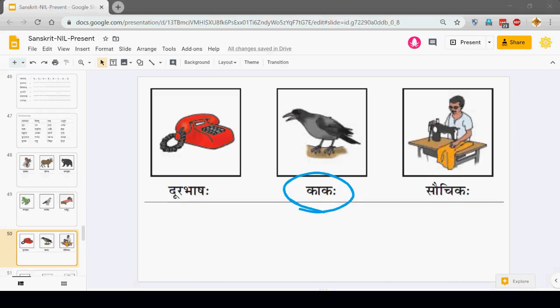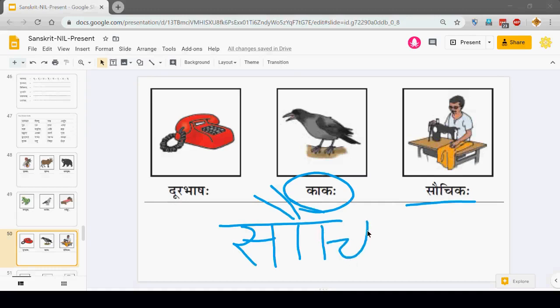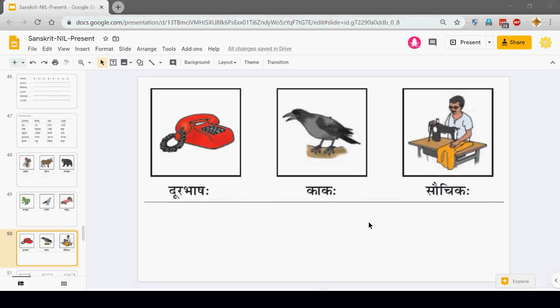Okay, next one, you should be able to do it. This is simple. Kakaha. Yes, kakaha. Okay, next one. Sujakaha. Yes, you are almost there. So this one is sa, but when you write it with two lines like this, it is sau. Then this one is Saujikaha. Yes, very good. Good.